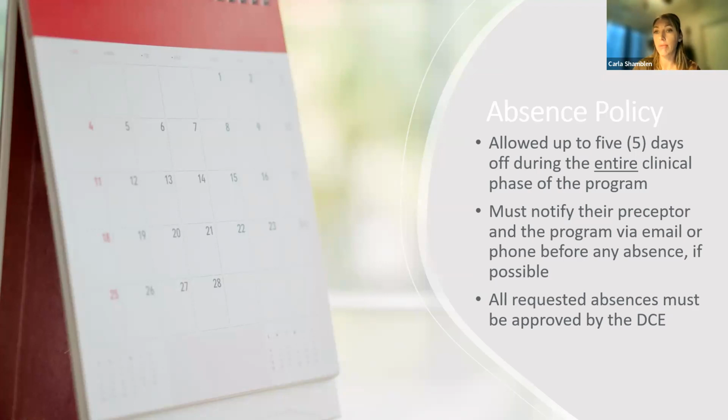They'll request off, and we ask that they request that absence to be approved by me, and then they work with you to determine how they may need to make up that missed time. If they do have an acute illness or emergency, we ask that they notify both you and the program as soon as possible, just so that we're all aware of where they are and what's going on.